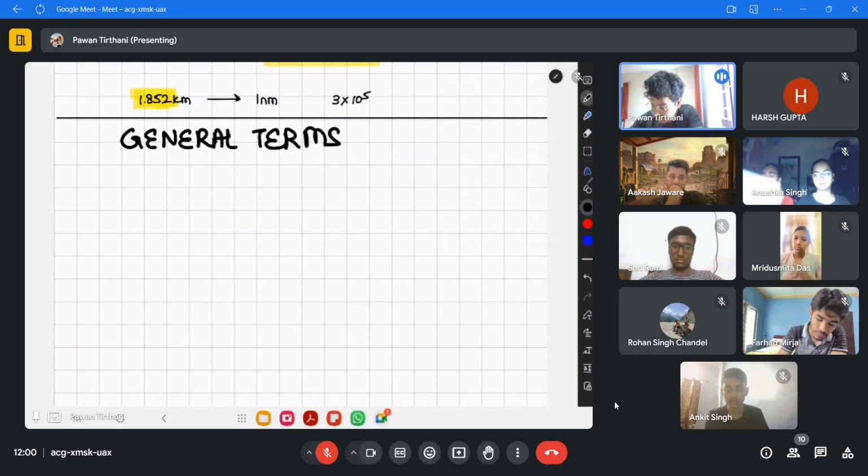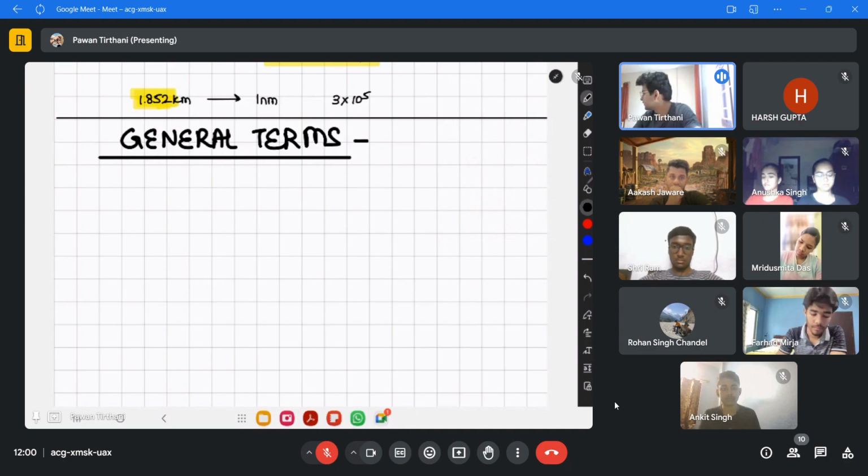And general terms regarding what? General terms regarding radio waves in general. Okay, radio waves in general. So, what are these general terms? Let's have a look.